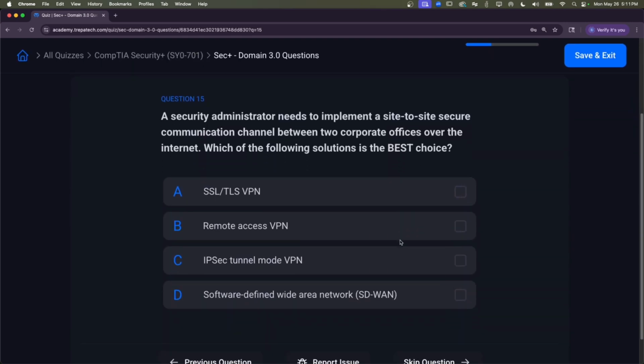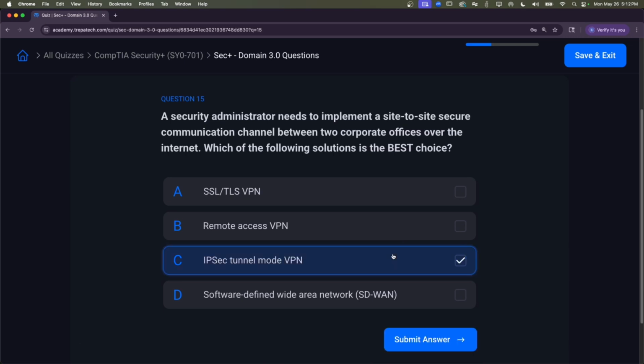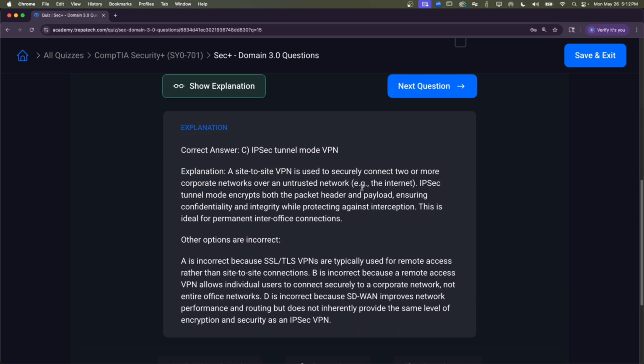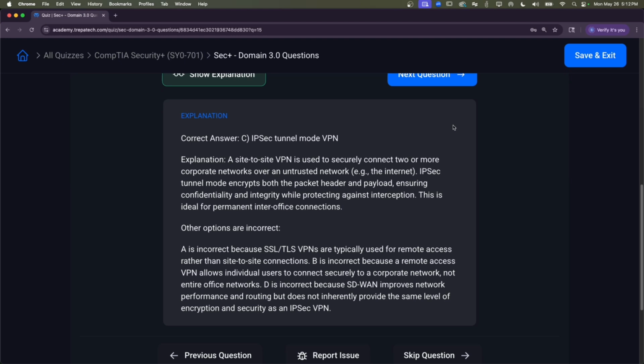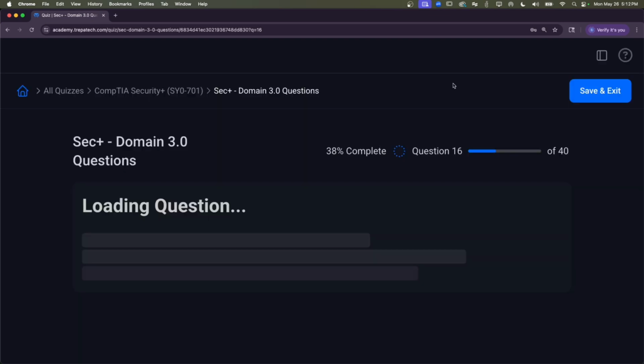Question 15. A security administrator needs to implement a site-to-site secure communication channel between two corporate offices over the internet. Which of the following solutions is the best choice? We're going to go with C here. That's an IPsec tunnel mode VPN. IPsec does our site-to-site connections over the internet. Pause the video if you'd like to read the explanation.